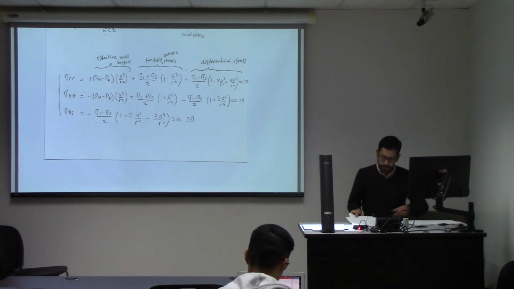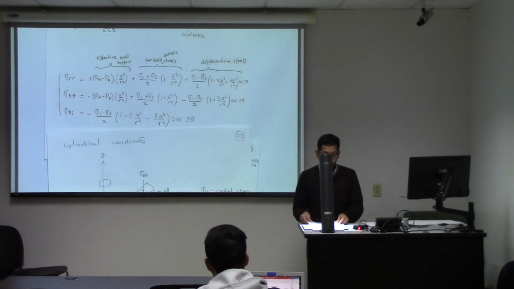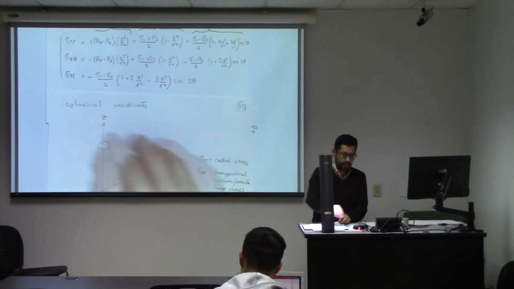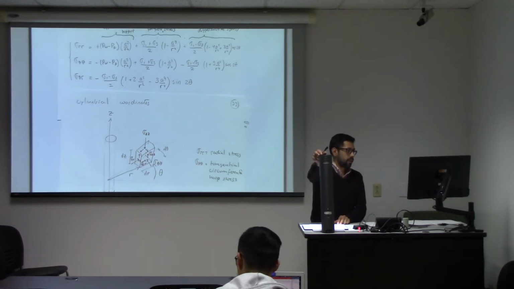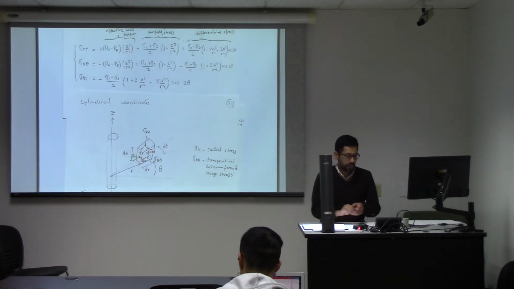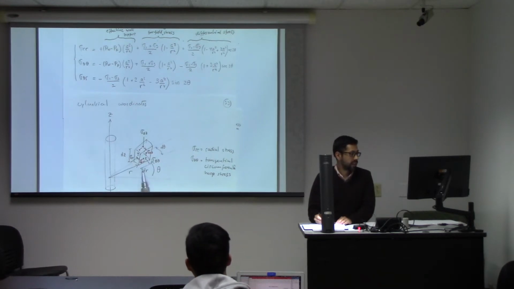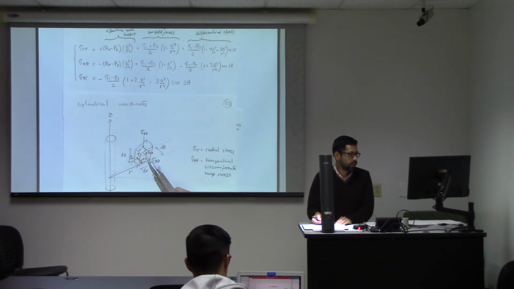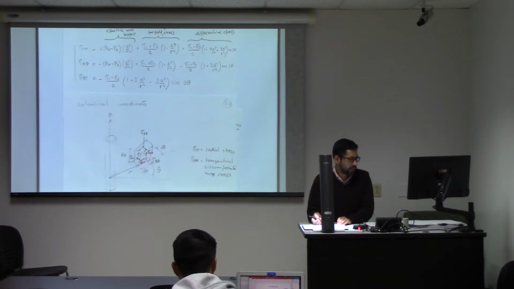And those stresses, remember that sigma RR is a radial stress, and it goes into this direction. Sigma theta theta is a hoop stress, and also we're going to have a shear stress in this case, which is going to be sigma theta R, which is that one.